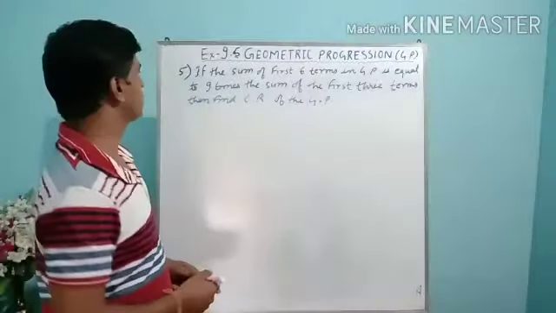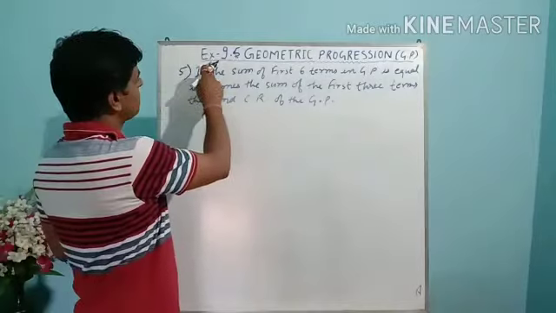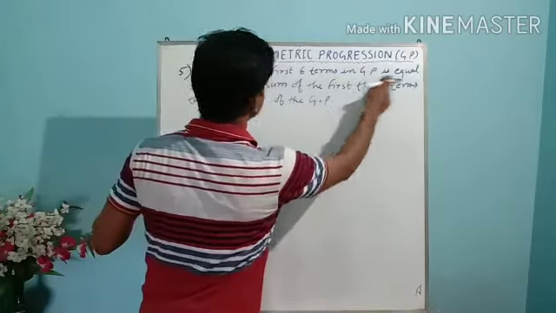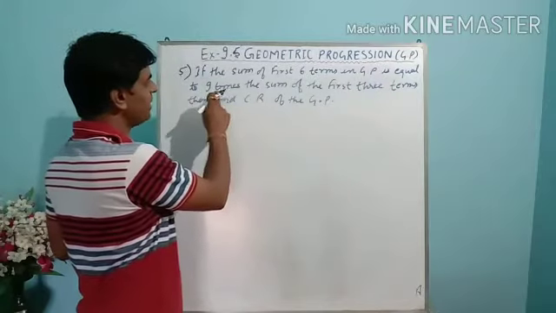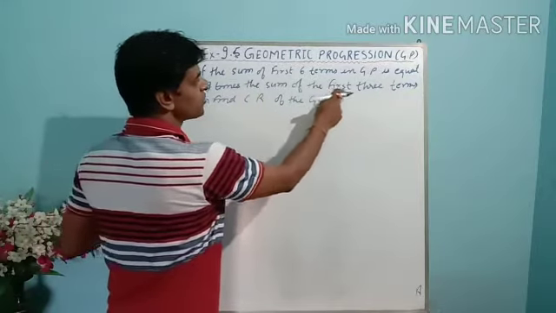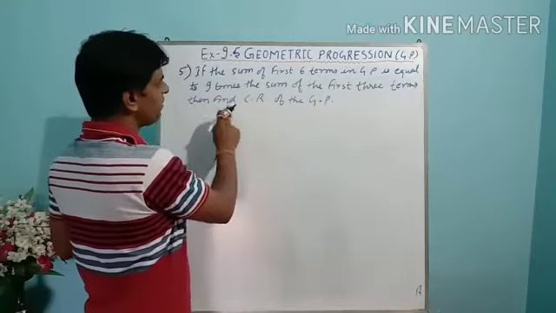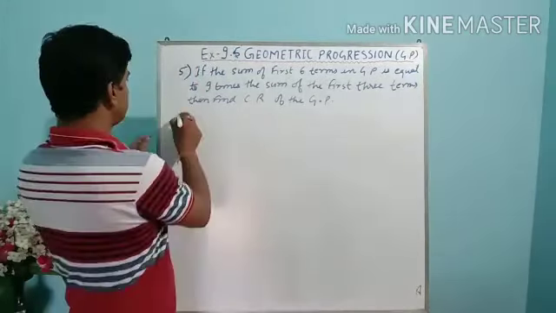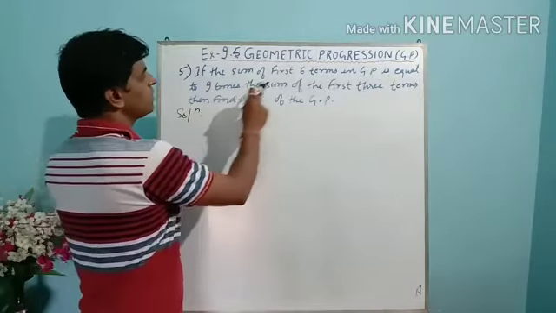Okay, now look here. Question number 5, exercise number 9.5. The question is: if the sum of the first 6 terms in a GP is equal to 9 times the sum of the first 3 terms, then find the common ratio of the GP.